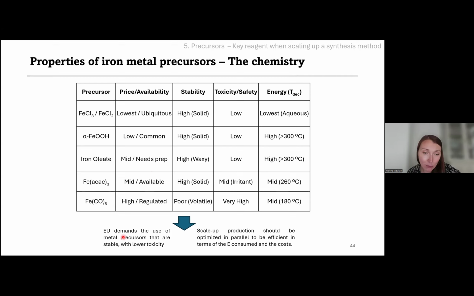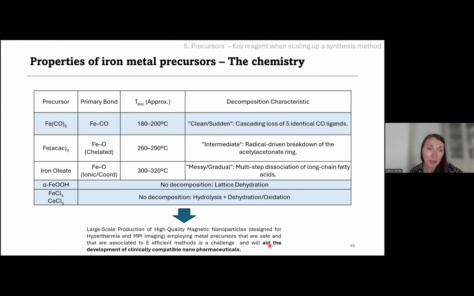But the EU demands the use of metal precursors that are stable and of lower toxicity, and scale-up production should be optimized in parallel to be efficient in terms of energy and costs. Then also, it's important to mind that the decomposition of iron pentacarbonyl is really clean and sudden. So we lose in a very easy way identical CO ligands, okay?